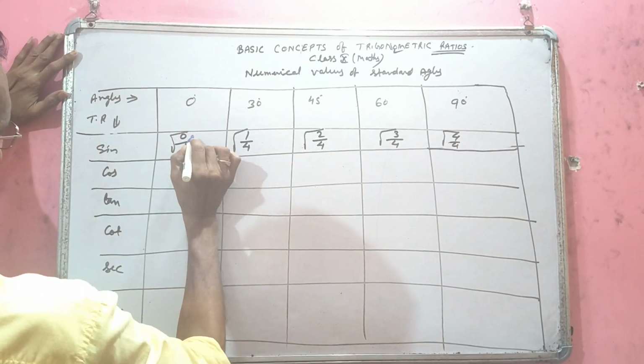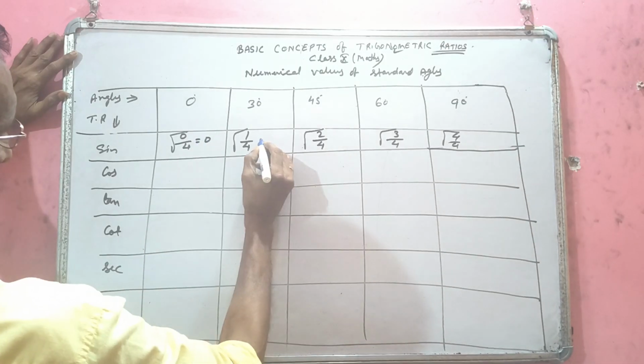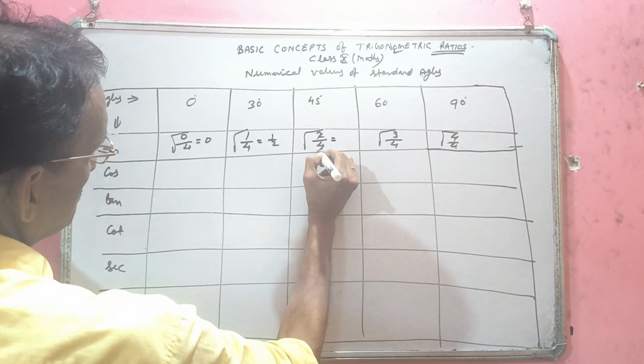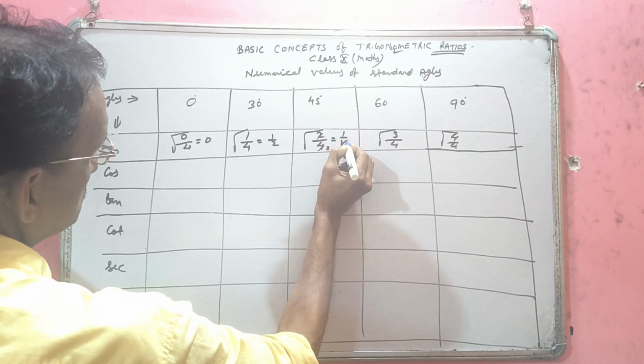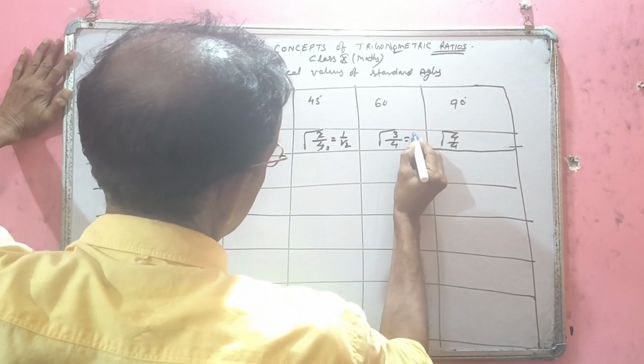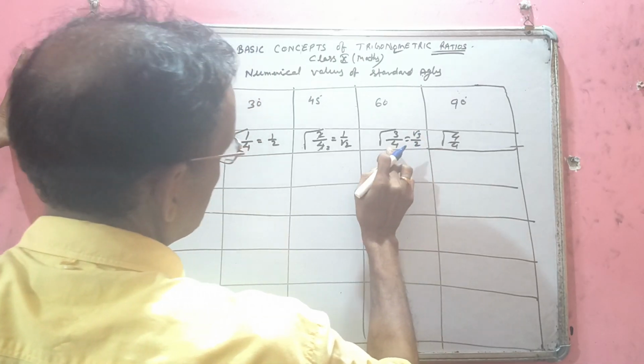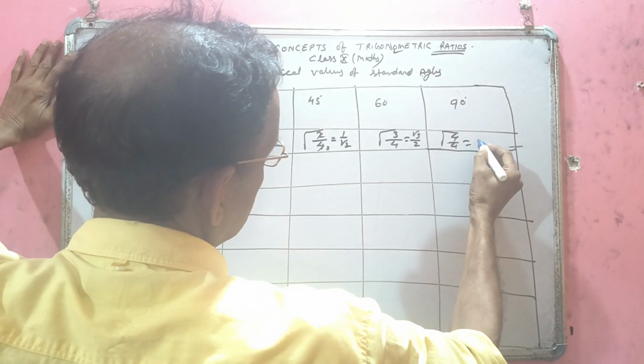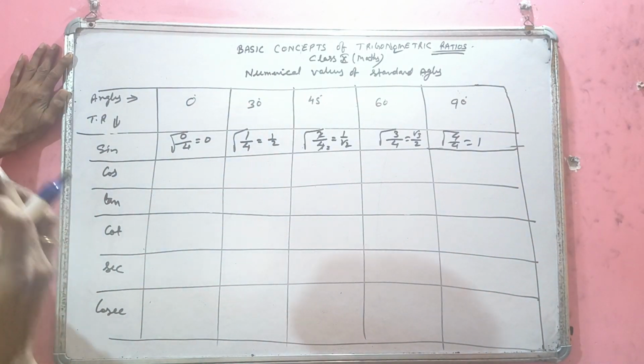What is the value here? 0 only. What is the value here? 1 by 2. See, 2 to the 4 cancel. So what, 1 by root 2. What is the value here? Root 3 by 2 we will get. The square root of 3 you don't know, so root 3 and root 4 is 2. This is obviously 1.